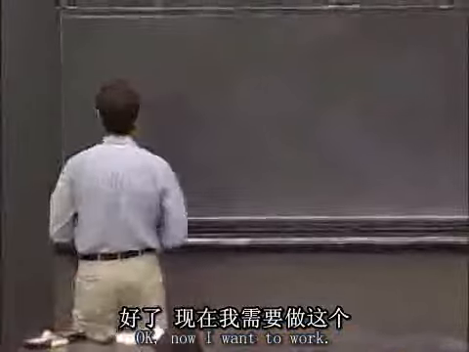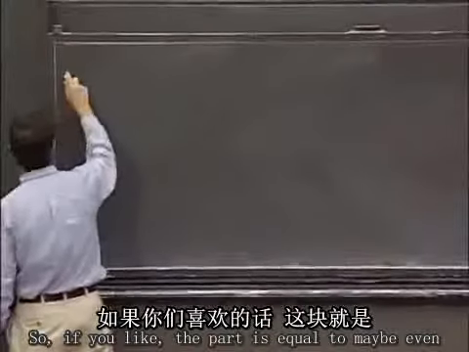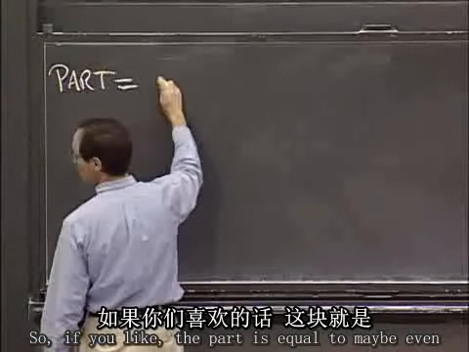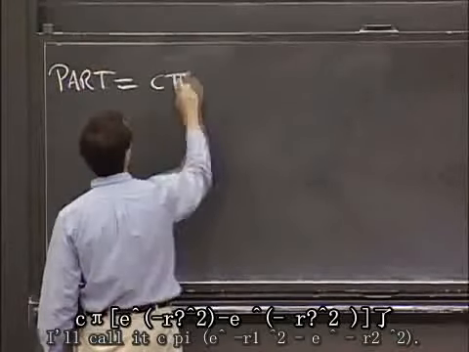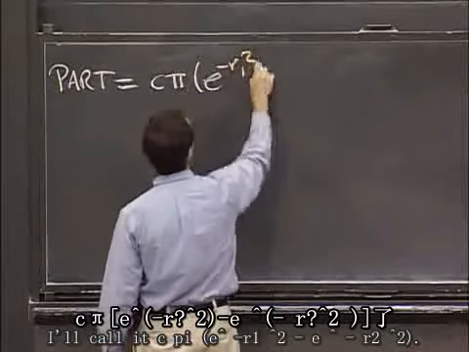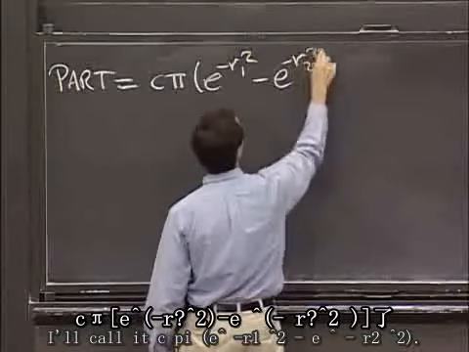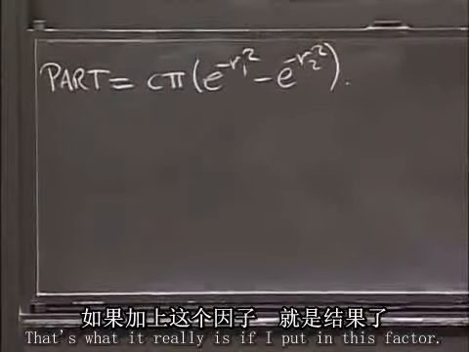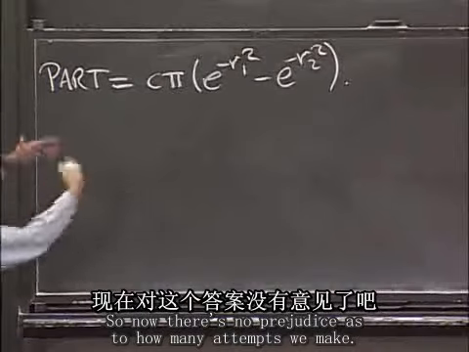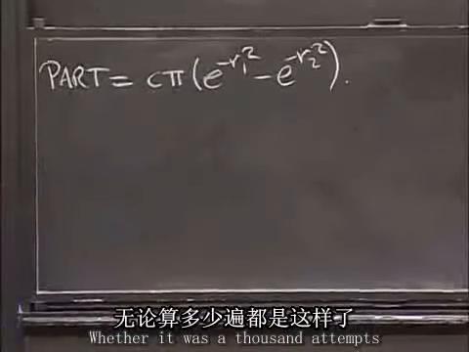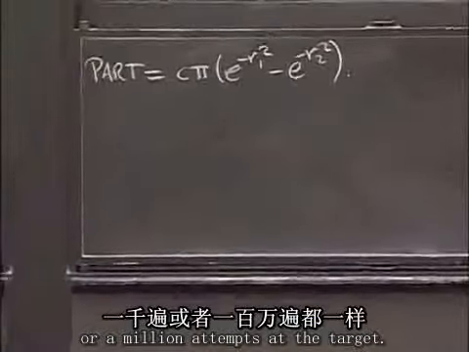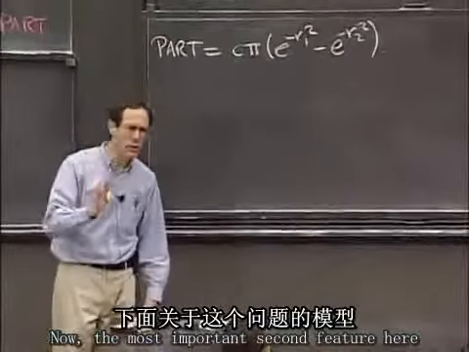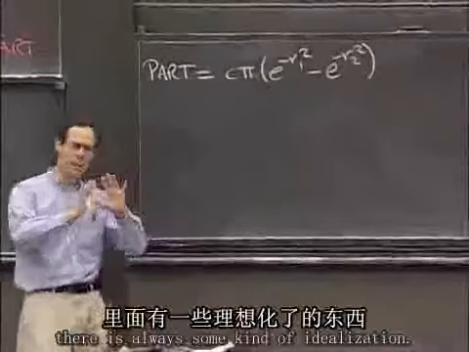Okay, now I want to work, so if you like, the part is equal to, maybe even I'll call it, c pi times e to the minus r1 squared minus e to the minus r2 squared. Right, that's what it really is if I put in this factor. So now there's no prejudice as to how many attempts we made, whether it was 1,000 attempts or 1,000,000 attempts at the target.